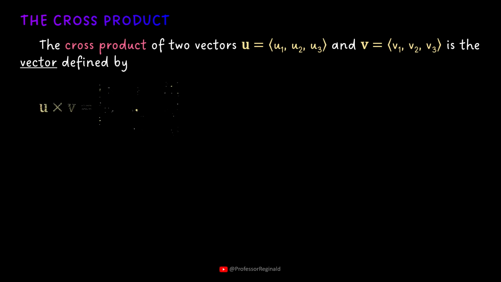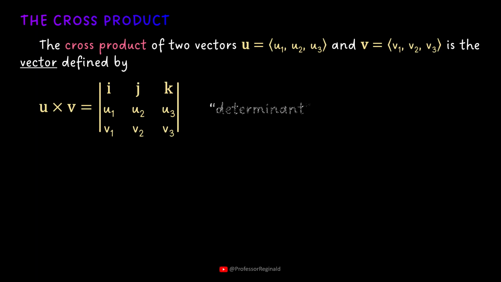The first equation writes the cross product as the determinant of a 3 by 3 matrix, where the top row contains the three standard basis vectors instead of numbers. That is why this is just a mnemonic device used to remember how to compute the cross product rather than an actual determinant.